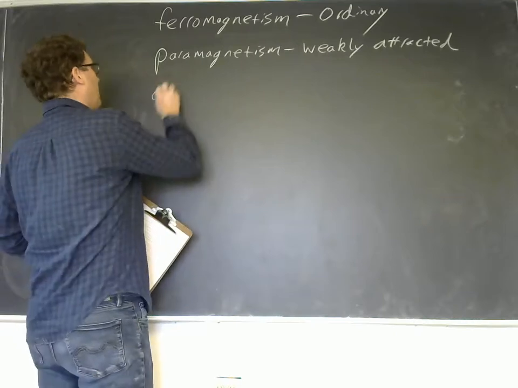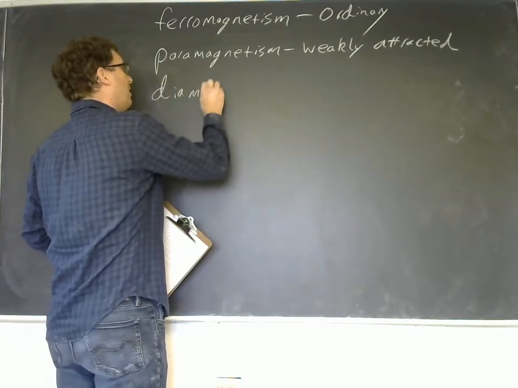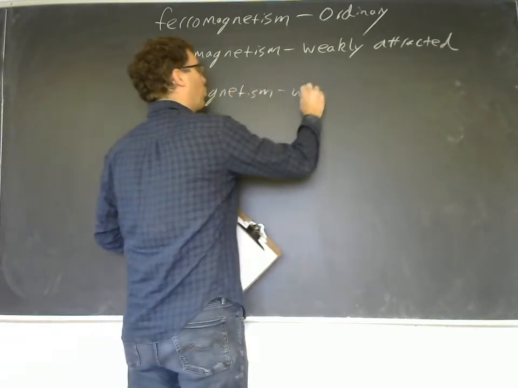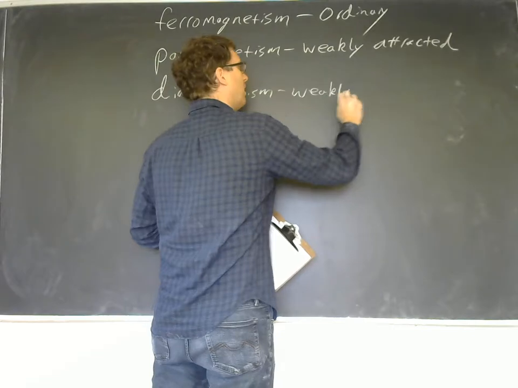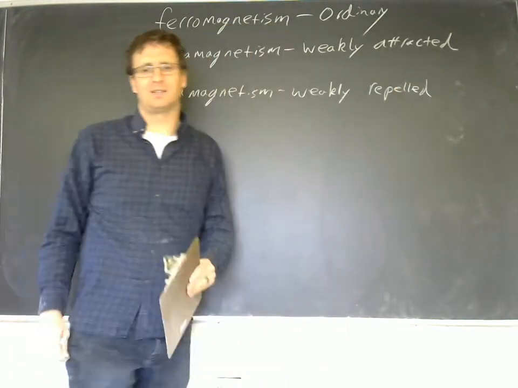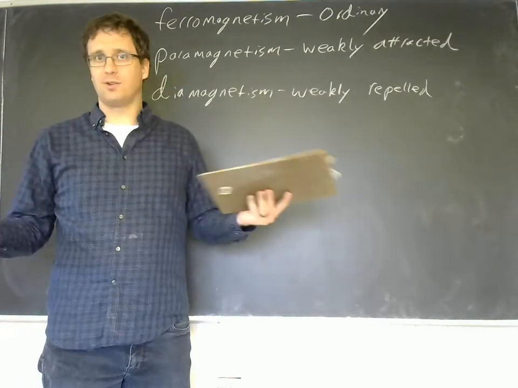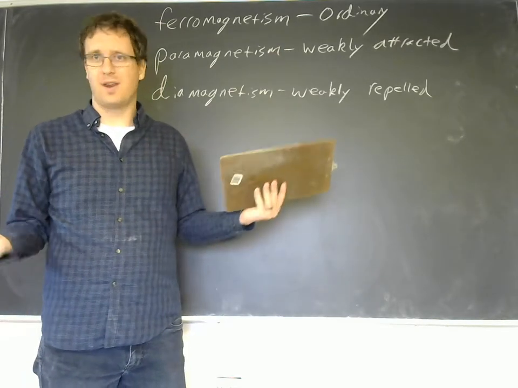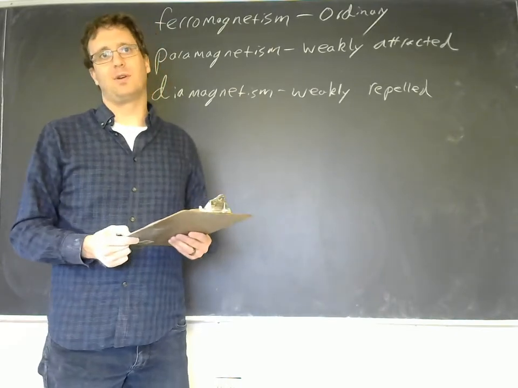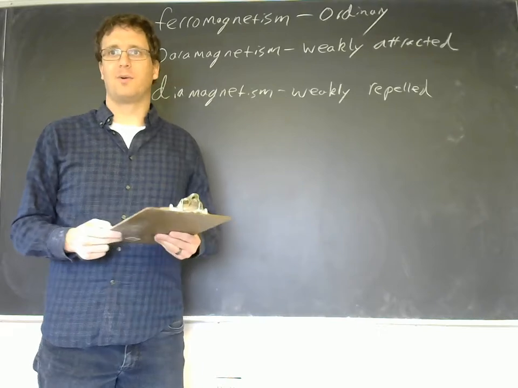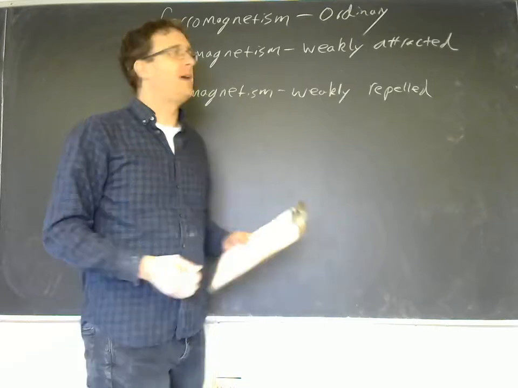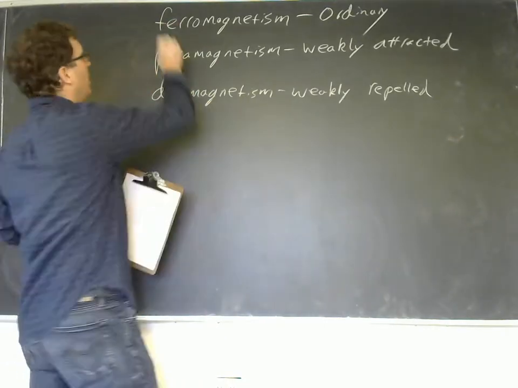And then here's the weird one. Diamagnetism is weakly repelled by magnetic fields. It's like an anti-magnet. And it's also weak enough that it's not anything that you'll experience in everyday life. But if you have sensitive laboratory measurements, you can feel the repulsive force between a diamagnetic material and a magnetic field. Now, how do we know what a compound is going to be?